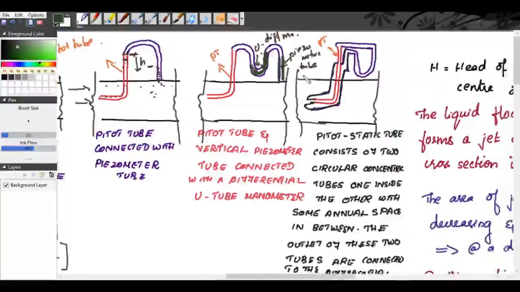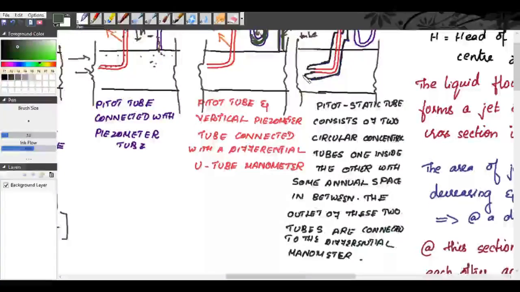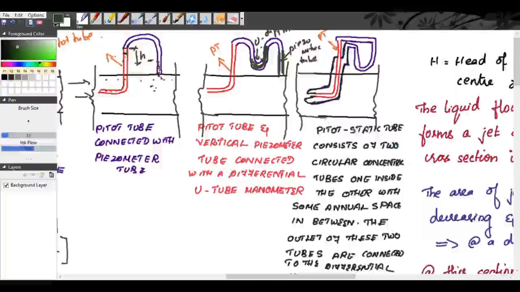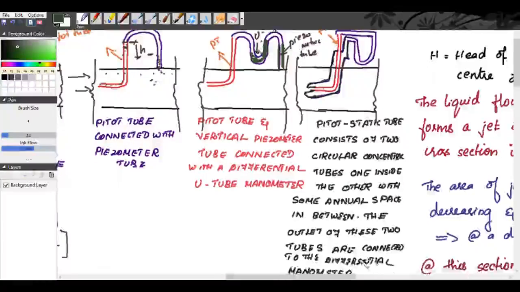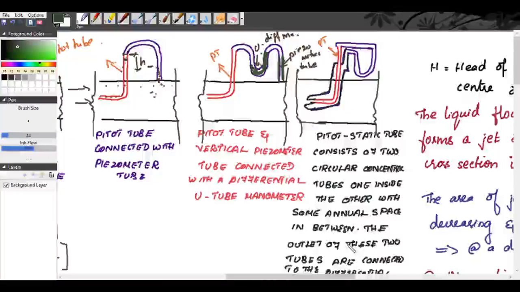Now the fourth case is a Pitot static tube, which consists of two circular concentric tubes, one inside the other. So you have a Pitot tube and another static tube. You can see here, this is called the static tube, and both tubes are circular in cross section. The Pitot tube is inside the static tube, and the outlets of these two tubes are connected to the differential manometer.